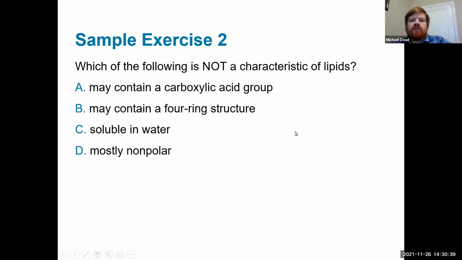Okay, how about this? Which of the following is not a characteristic of lipids, A through D? A: may contain a carboxylic acid group, B: may contain a 4-ring structure, C: soluble in water, or D: mostly non-polar. Go ahead, pause the video, come up with your answer, and we'll look at the answer here in just a moment.